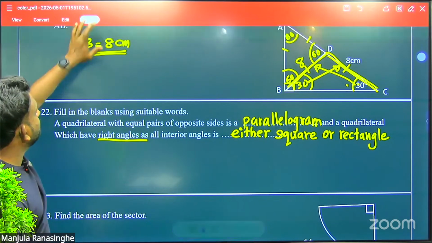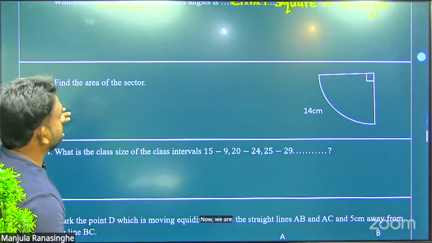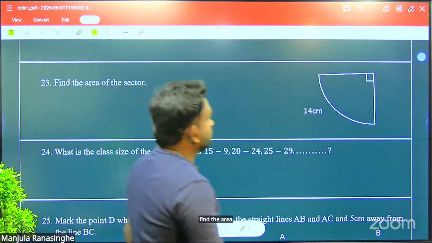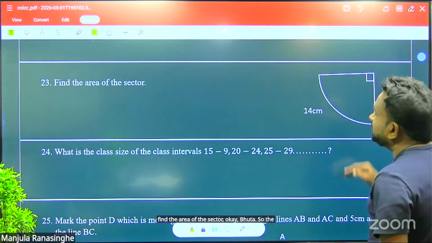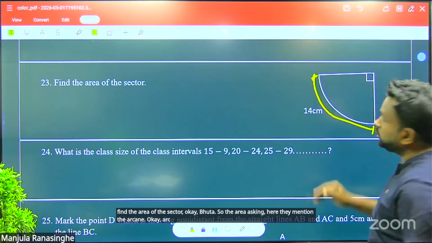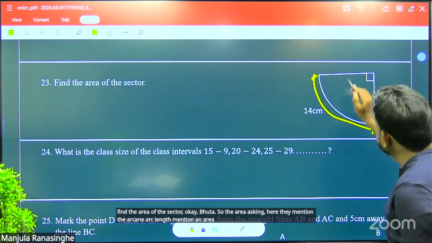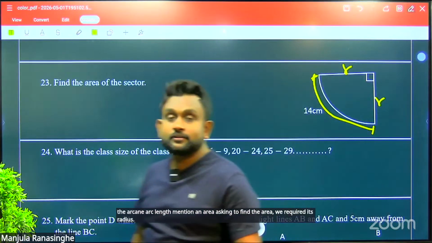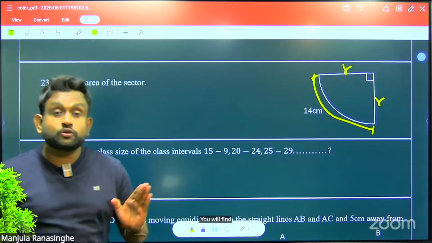Right. Now we are moving to question number 23. Find the area of the sector. Okay, here they mention the arc length, and the area is asked. To find the area, we require its radius, right? Then you will find the radius with the use of the arc length.